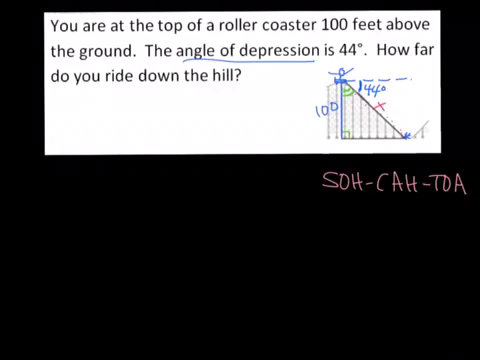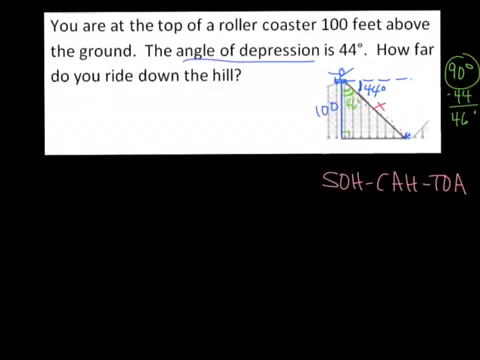Well, the answer is they have a sum of 90 degrees because they create a right angle together. This is a horizontal line and this is a vertical line. So this angle right here is 90 degrees. So if we take the 44 degrees away from 90, we get 46 degrees remaining for this angle right there.